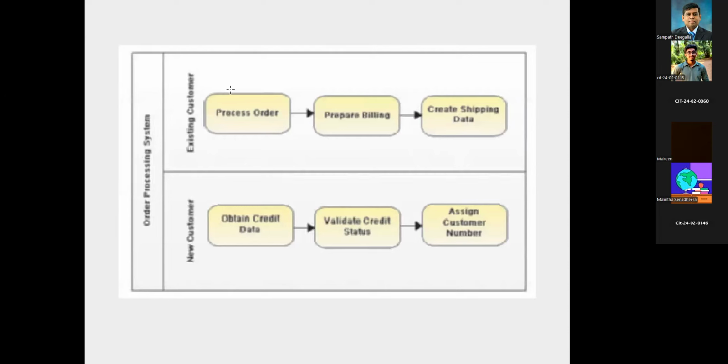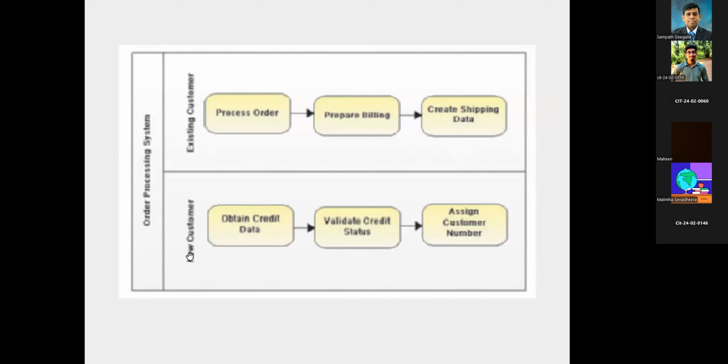Okay, so let me introduce the graphical representation. Ideally, you will have a main box like this, and then you will have the system name. This system here is called order processing system. And then we have different users. You have two users here. These are called swim lanes. We have a new customer and we have an existing customer.